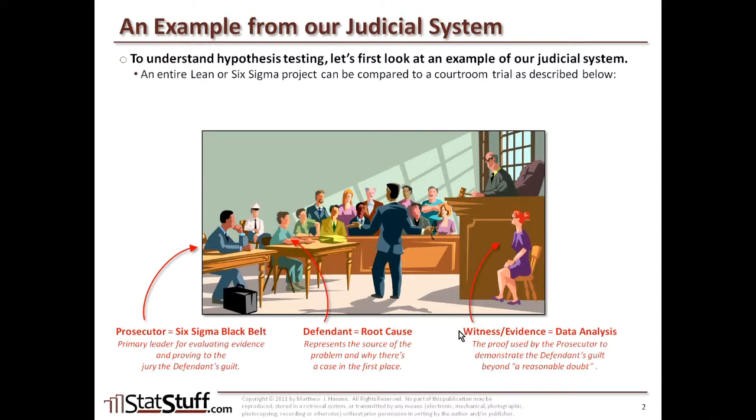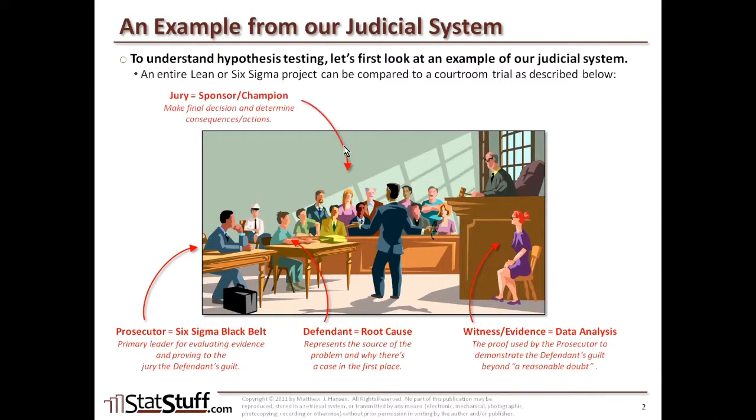Then we also have the witness or the evidence that's usually used to help build the case for the prosecutor. Well, that might be represented by the data analysis. It's all the proof, all the evidence that's used to support why this is the root cause. Well, in the same way, that's what a typical Six Sigma black belt might do when they're leading a project. They try to gather some data evidence that is the proof that they need to prove that this is the root cause and this is what needs to be fixed.